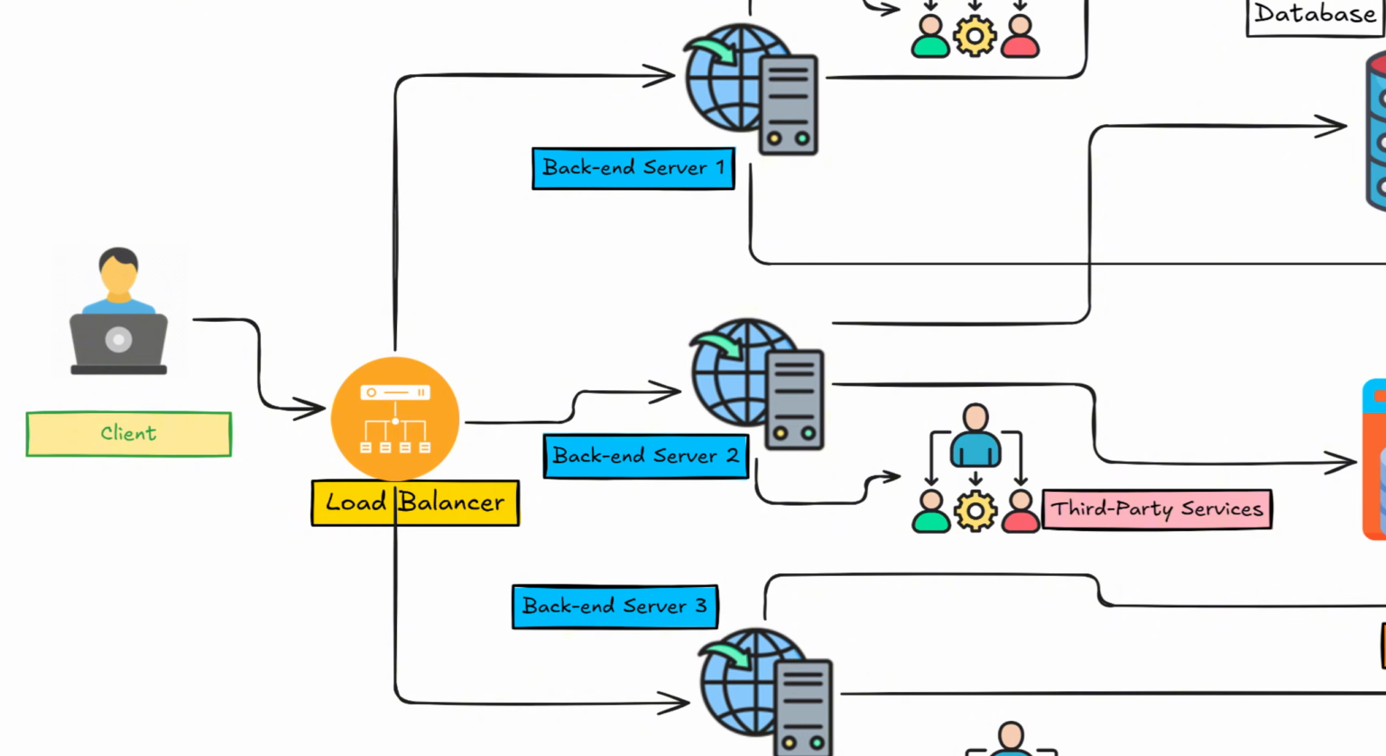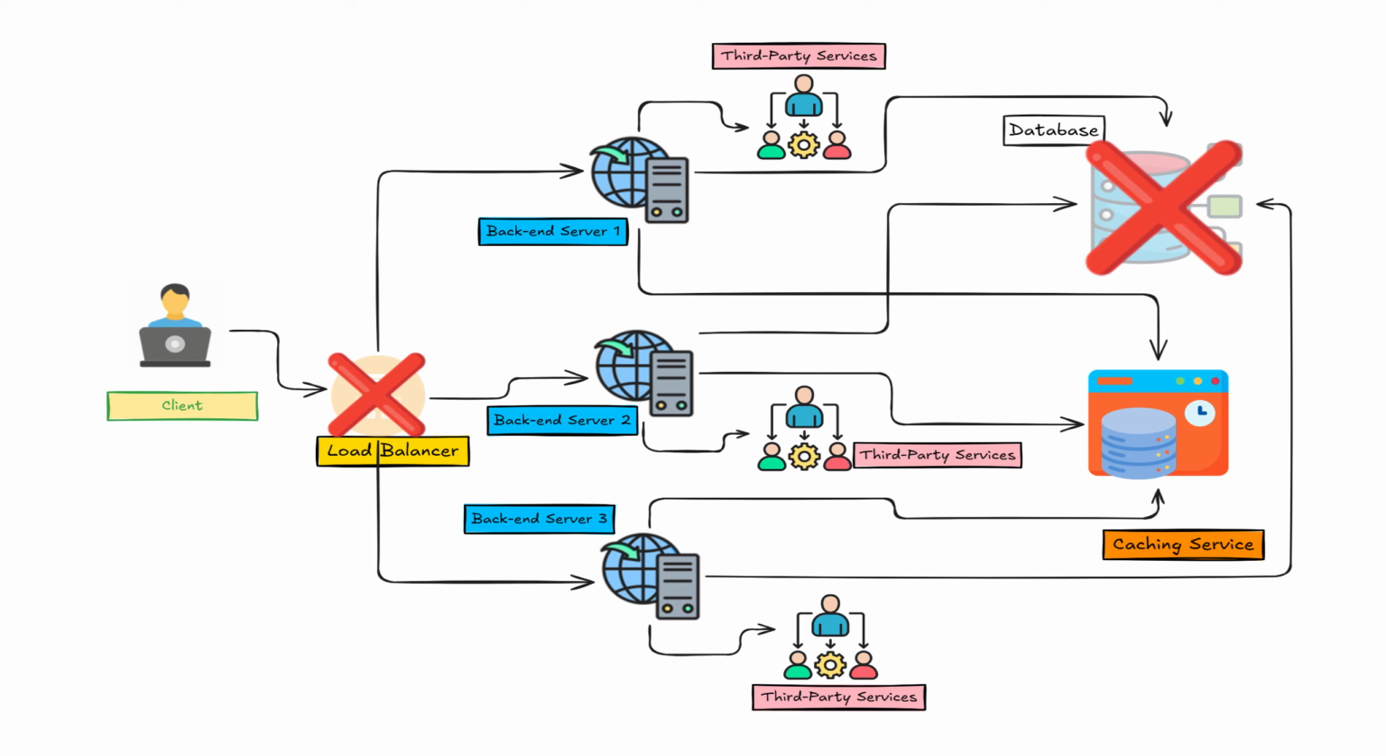However, we do have 2 clear single points of failure in this system. One is the load balancer, the other one is the database. If the only instance of the database goes down, the backend servers won't be able to serve user requests. Similarly, if the load balancer goes down, users won't be able to connect to the backend servers. In both cases, a failure in either component will bring the entire system down.